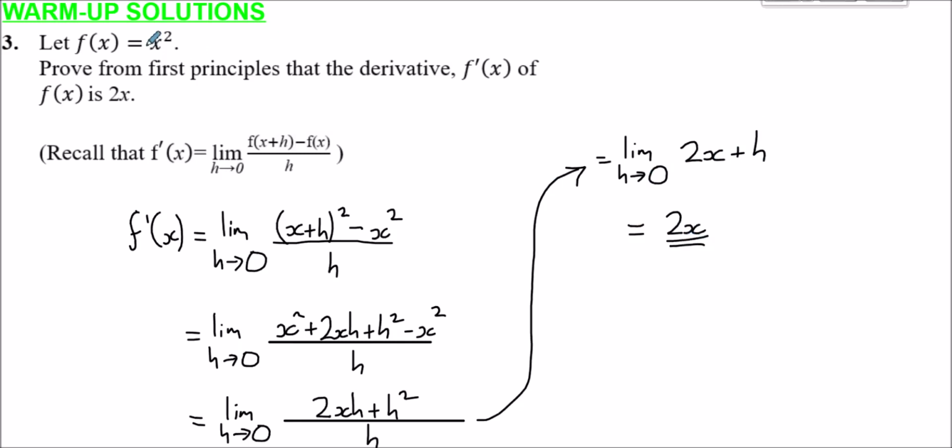Therefore, the gradient of the quadratic y equals x squared is just double the x coordinate on that curve. That tells you the gradient of the tangent for any point on the curve. Whatever the x coordinate is at that point on the curve, double it, that's your gradient of the tangent.